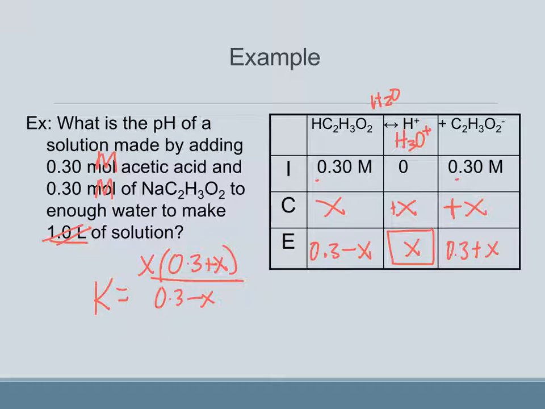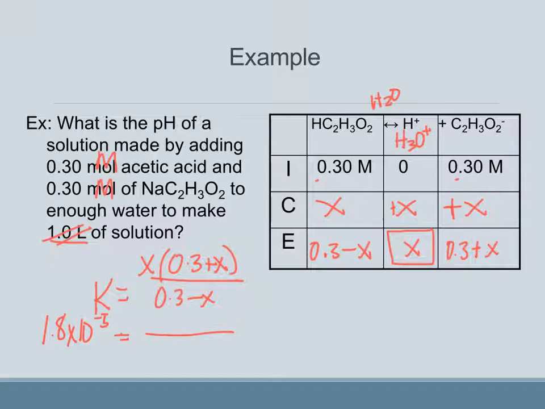Now, this is acetic acid, so we're going to be able to assume a known Ka value, which we can look up. The Ka value is 1.8 times 10 to the negative 5. You can look that up in most data tables for acetic acid. And then we're going to solve our problem.